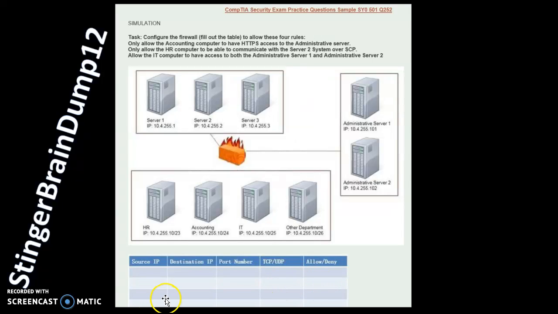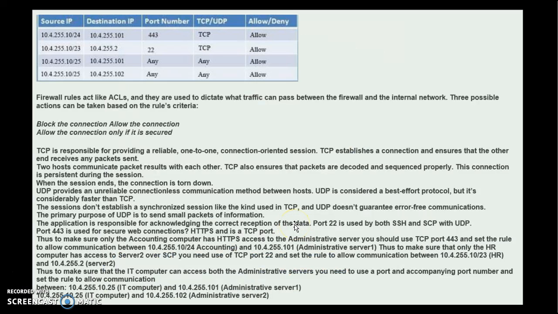The last 2 boxes we have here are for allow the IT computer to have access to both administrative server 1 and administrative server 2. So we're going to have the IT on both of these. We're going to actually have 2 rules for it, with the destination IP as server 1, and then server 2, and it's going to be for any, I do believe. Yep, any. We have an explanation right here if you want to pause and take a look at it. Basically, we're going to have port 443, since it's HTTPS, they're both going to communicate with TCP, and the second one is going to only communicate with the other server, so it's going to be port 22.